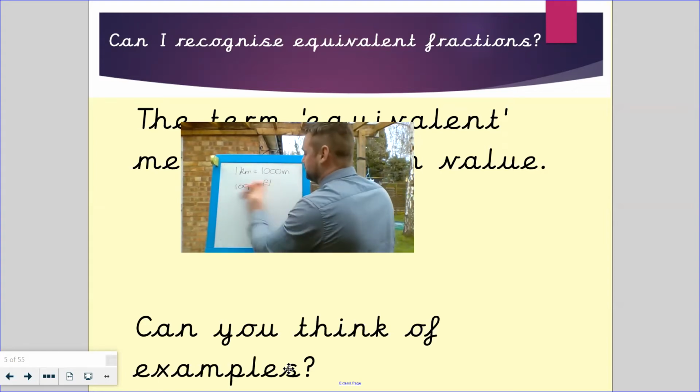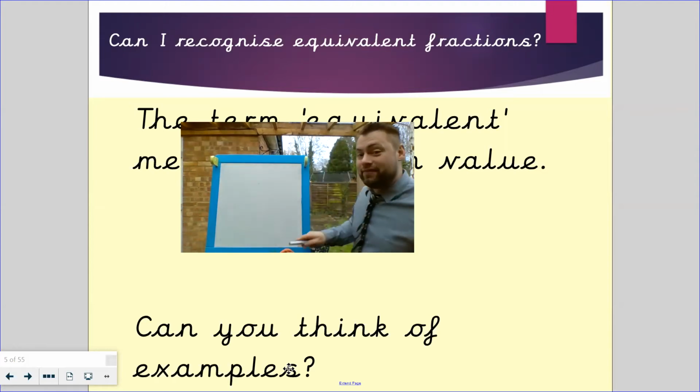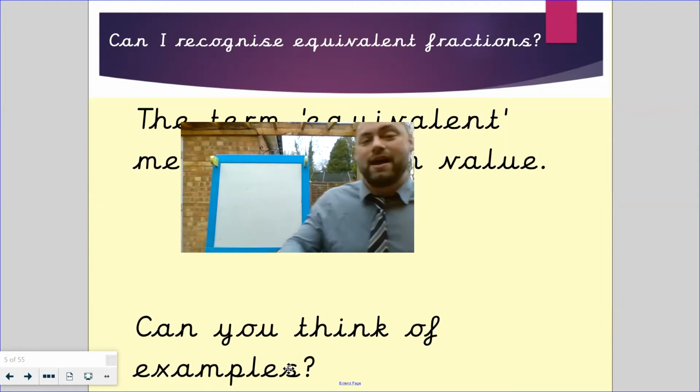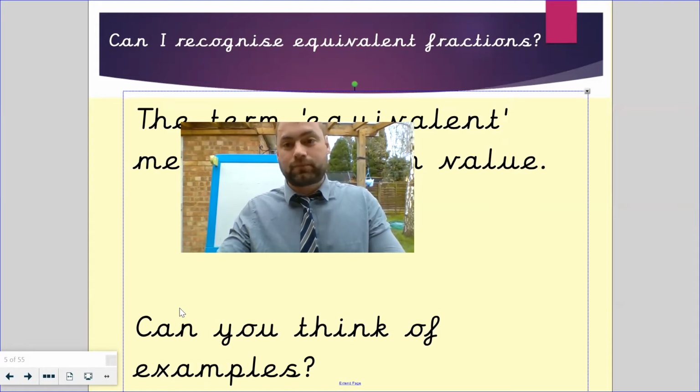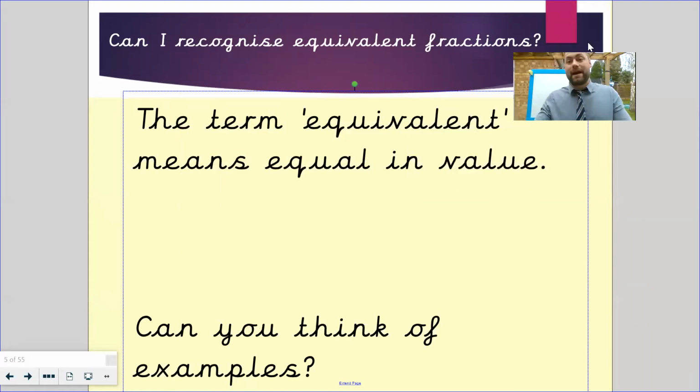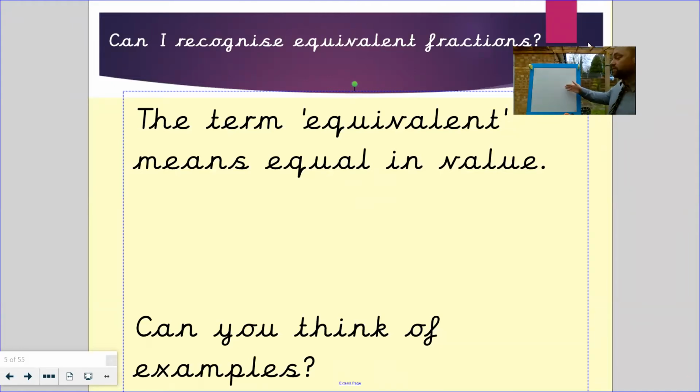When it comes to fractions, we can also have fractions that represent the same amount. And these fractions that represent the same amount are called equivalent fractions. Now, equivalent fractions may have different denominators. They can have different numerators, just as we saw in these examples here. You can have different values, but they represent the same amounts in total. So well done if you've got some examples down there.